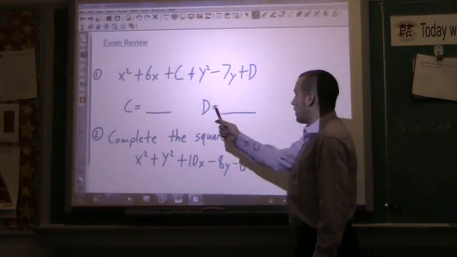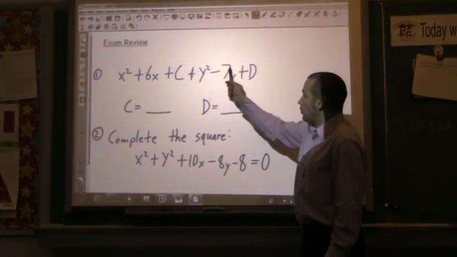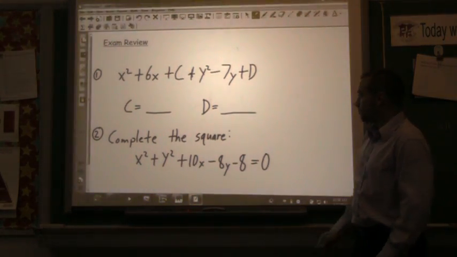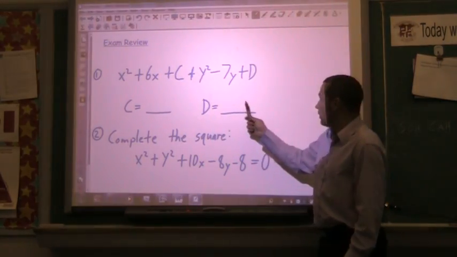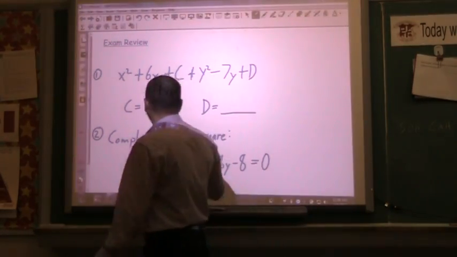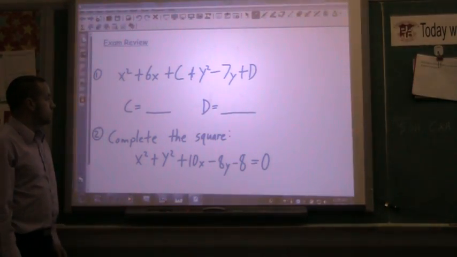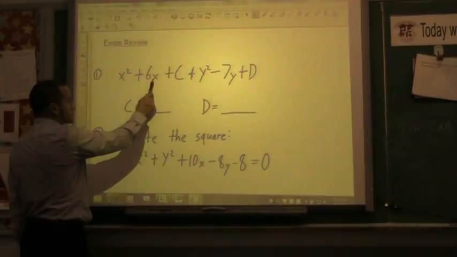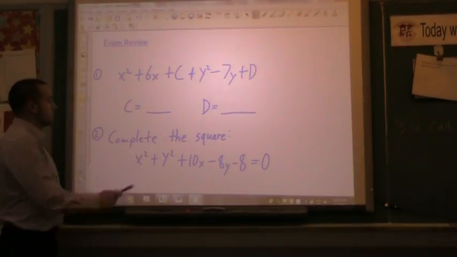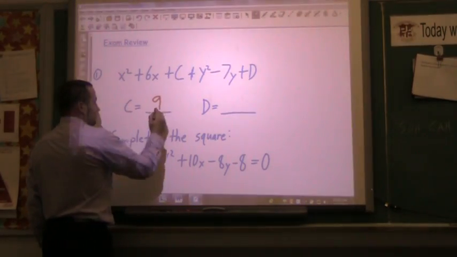So you had to say what value for C would complete the square for my x's, what value of D would complete the square for my y's. X's are a little easier, the y's are a little harder. We'll see why here. So for the value of C here, we said that the method that we would use is to take half of 6 and then square it. Okay? So half of 6 would be 3, 3 squared would be 9.